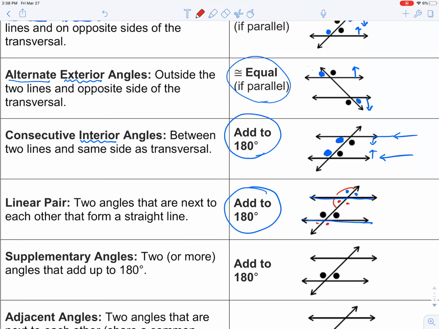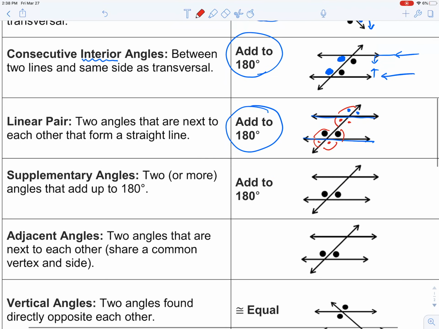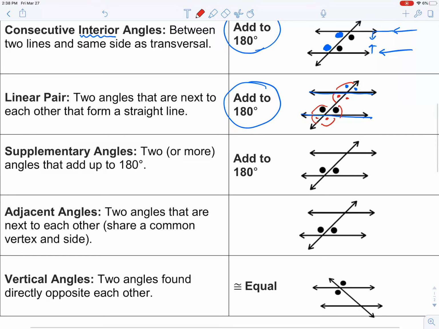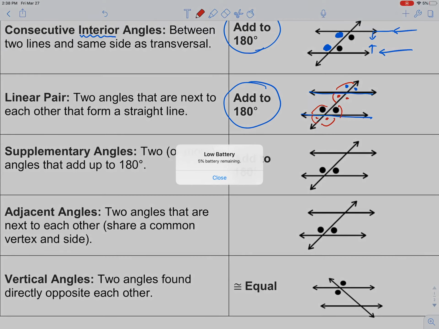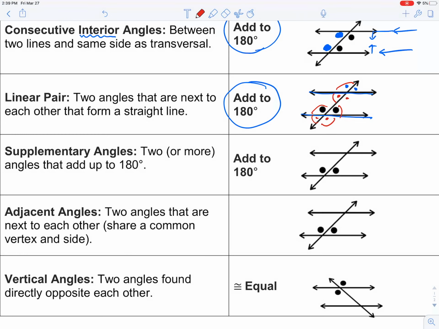So these two are a linear pair. These two are a linear pair. You've got these two that are a linear pair. So there's quite a few sets just in this one example. Supplementary angles. Those are two or more angles that add up to 180 degrees. So our linear pair is also an example of supplementary because they add to 180 degrees.